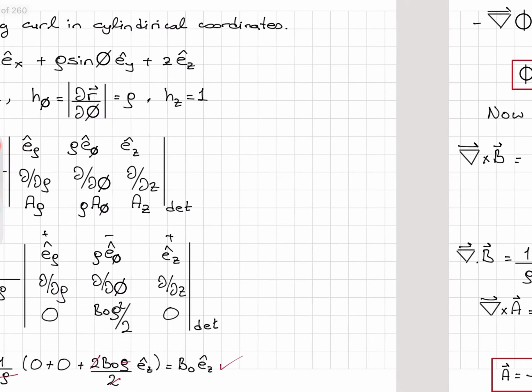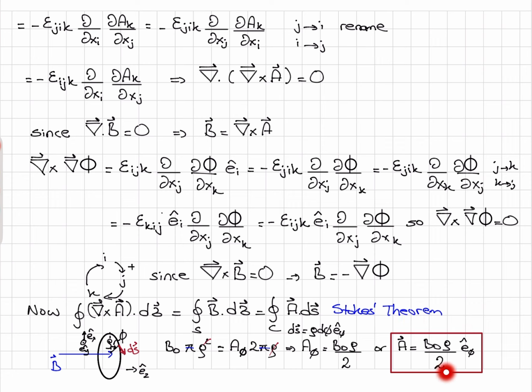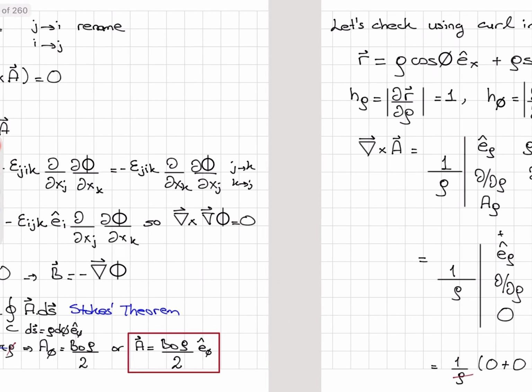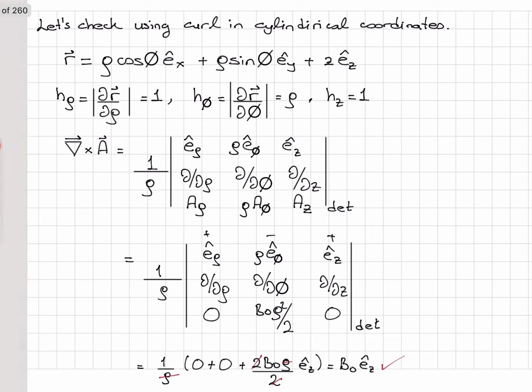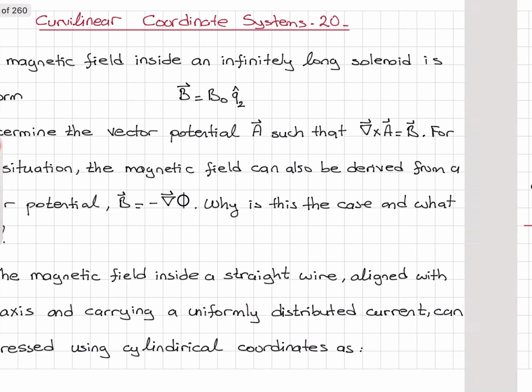Okay, now in this part, first of all, I wanted to check my vector potential A that I obtained in the previous video, and I took the curl of that vector A using cylindrical coordinates: 1 over h rho h phi h z, which is 1 over rho, with h rho e rho hat, h phi e phi hat, h z e z hat, del rho, del phi, del z, A rho, which is h rho A rho, rho A phi, which is h phi A phi, and Az, which is h z Az. So this determinant indeed gives me B0 e z hat that corresponds to this magnetic field.